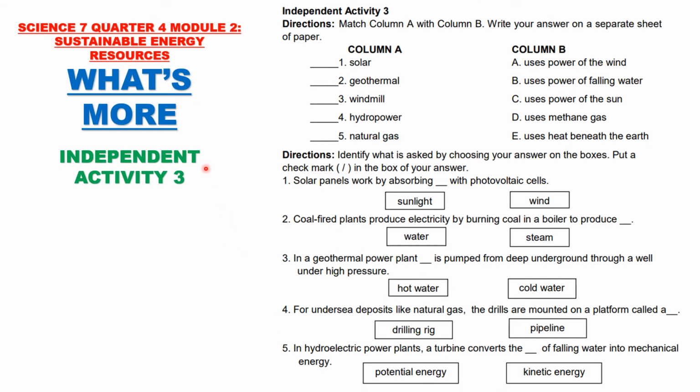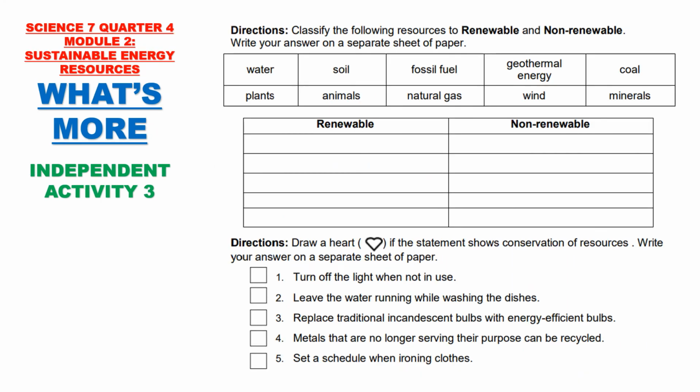Independent Activity 3. Match column A with column B. Write the letters of the correct answer. Next, identify what is asked by choosing your answer on the boxes. Put a check mark in the box of your answer. Next, classify the following resources as renewable or non-renewable. So, put your answers in their corresponding column. So, in the first column, we have renewable resources, and in the second column, we have non-renewable resources. Next, draw a heart if the statement shows conservation of resources.